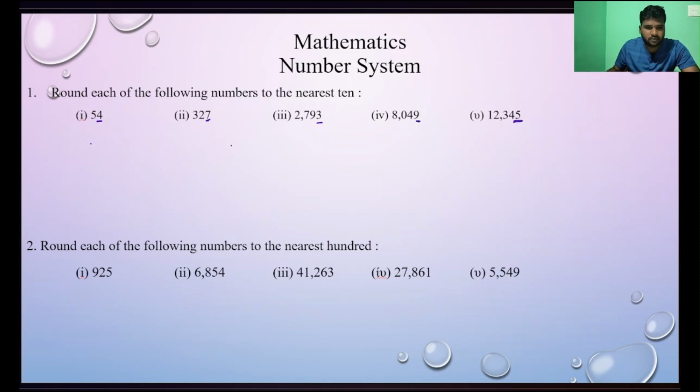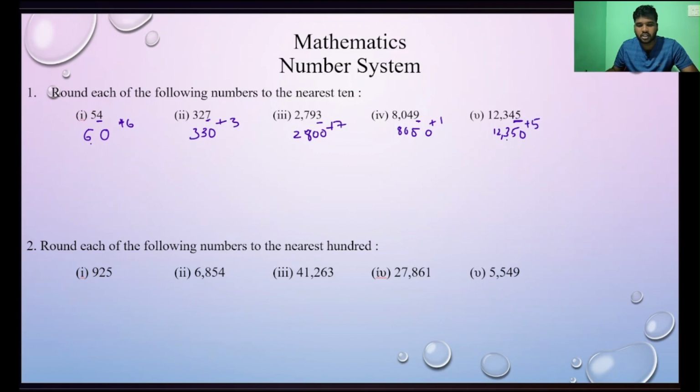If we see carefully in all these options, which number is very near to its 10? Here the nearest 10 is 60 for 54. Here it is 330. It should do plus 6, then only it comes to 60. Here we should do plus 3, and here it is 800. Here plus 7 we should do. Next here 8050. This is not 50, and this is plus 1. And this is 12,350, right?